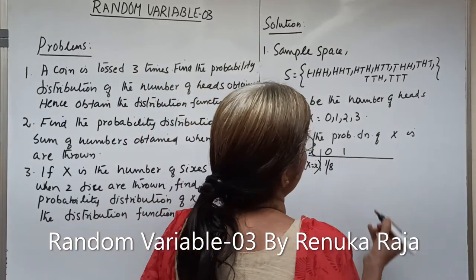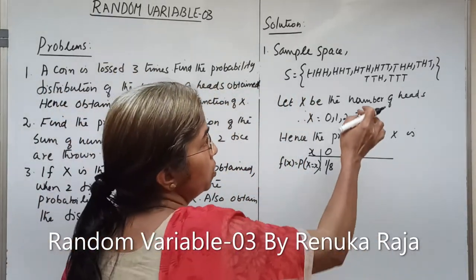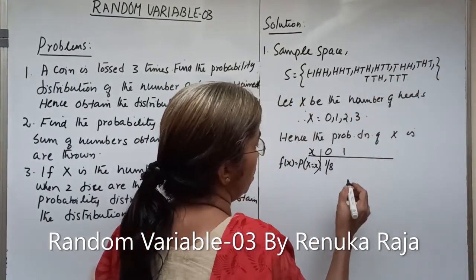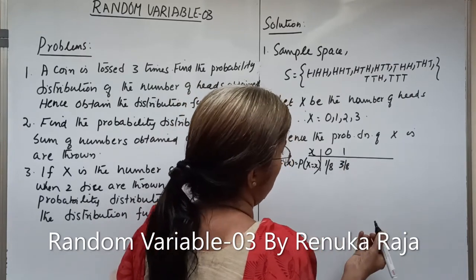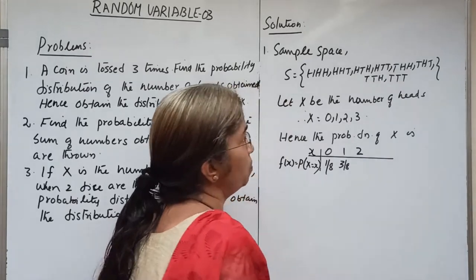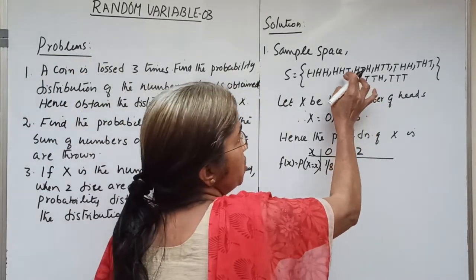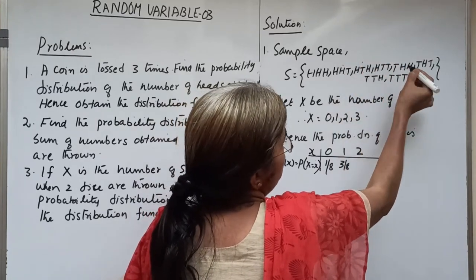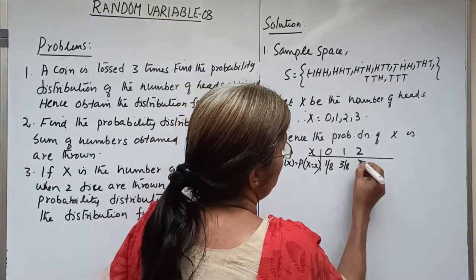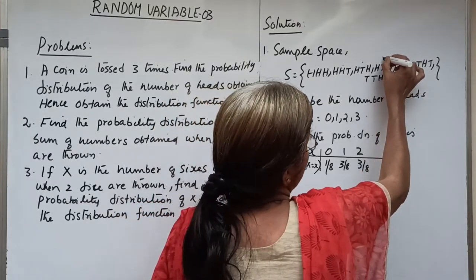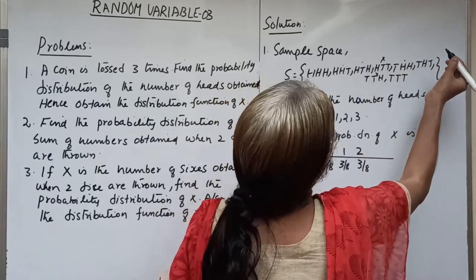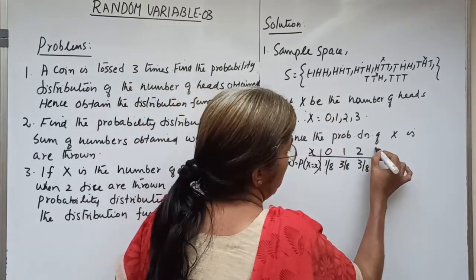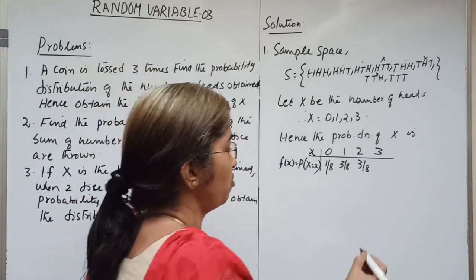X equal to 1 means only 1 head, so HTT, THT, and TTH are the outcomes. So 3 by 8 is the probability. X equal to 2 means there are 2 heads, that is HHT, HTH, and THH are the outcomes. So again 3 by 8. And HHH is the outcome for X equal to 3, that is 1 by 8.